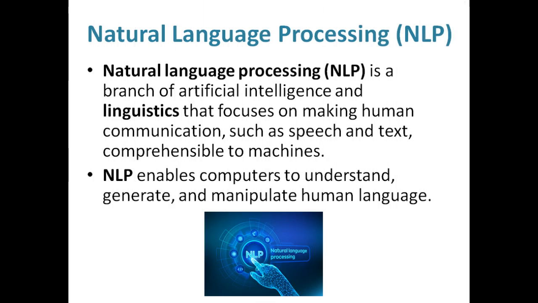So when we come to natural language processing, otherwise known as NLP, it's also a branch of artificial intelligence and linguistics. This one focuses on making human communication, such as text and speech, comprehensible to machines. It enables computers to generate and manipulate human language. This is becoming a key part of AI. The translation of text and manipulating it into its different forms has really become handy. Also, in our Google search, each time we type in our search engines trying to find certain information, this is the part of AI that brings us all the content that is appropriate for our search.